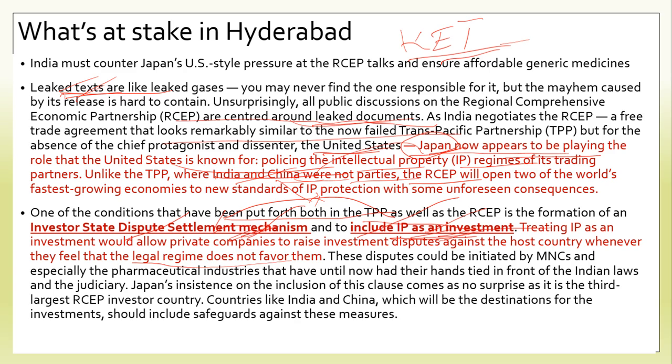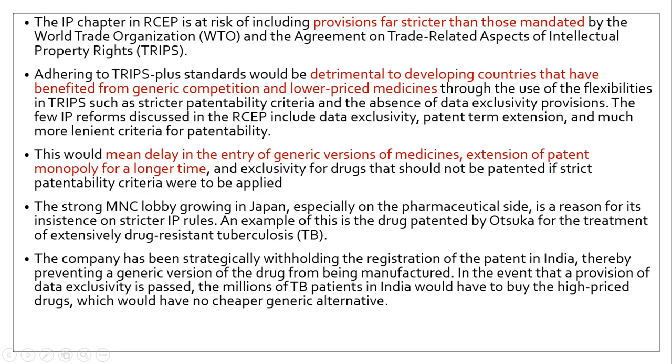Fine. So this is what the article tries to say, and it also says that India and China could be a favorable destination for this sort of mechanism to be implemented, and India should safeguard against these sort of measures. And the article also brings in that the intellectual property chapter in the RCEP is far more strict than the WTO TRIPS.